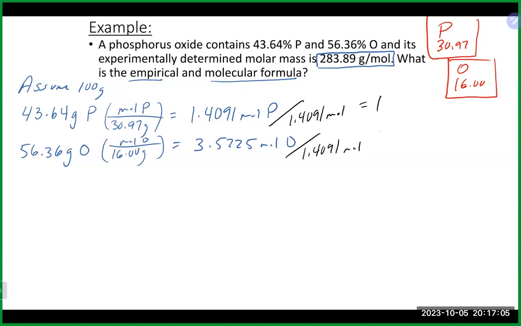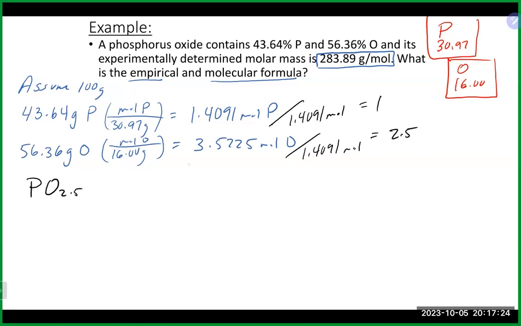That's going to give us a 1 for the phosphorus. And in the case of the oxygen, not going to give us a 1. Going to give us basically a 2.5. So at this point, our empirical formula is PO 2.5. Can we leave it like that? We cannot. It does need to be a whole number here.